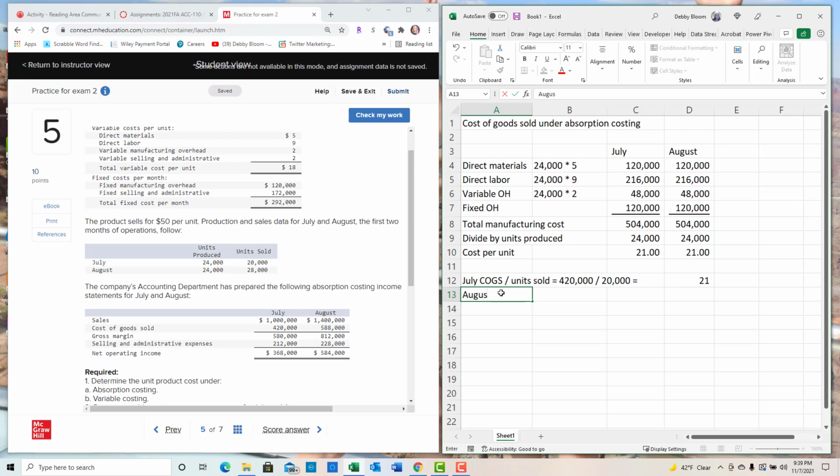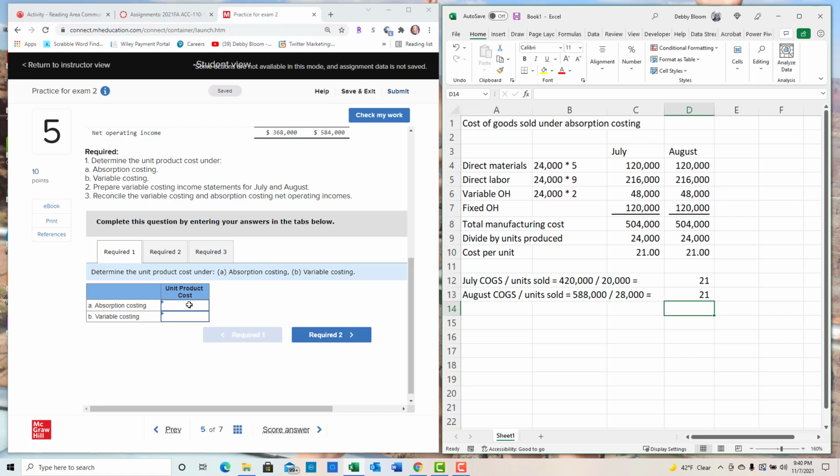And of course for August, same thing. If we take the cost of goods sold and divide by the units sold, we're going to take 588,000 and divide by 28,000. And we should get exactly the same, $21 per unit. So we've got our unit product cost under absorption costing is $21 per unit.